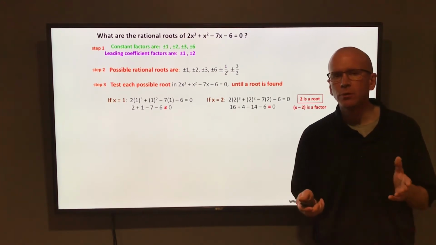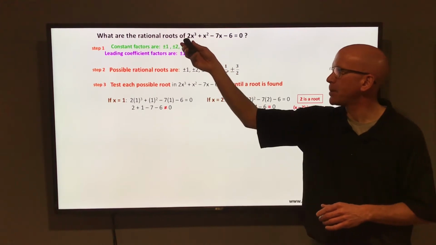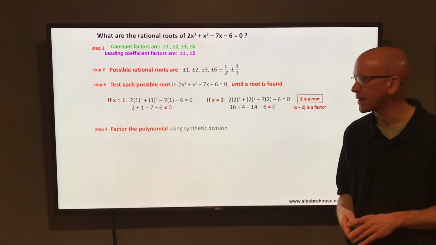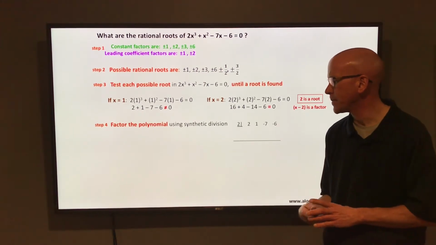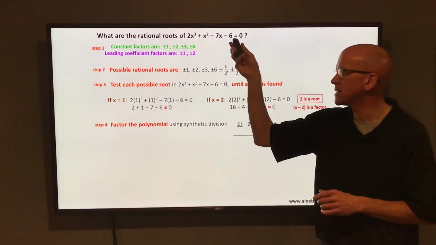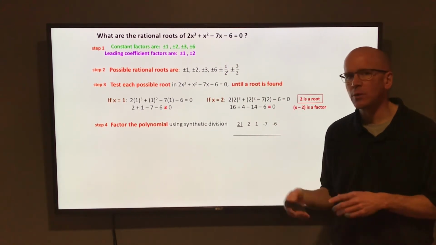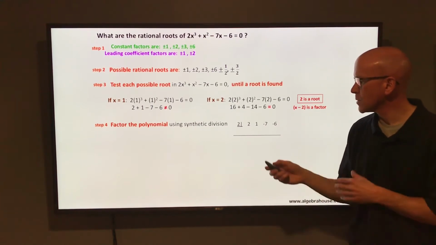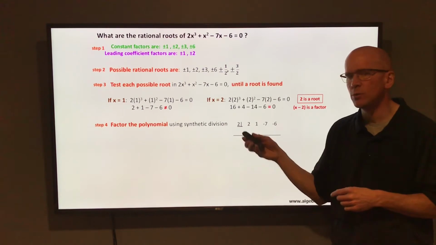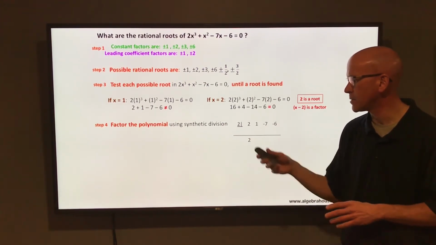Since 2 is a root, that means x minus 2 is a factor. So I'm going to take that polynomial and divide that by x minus 2 and get another factor. I'm going to use synthetic division. So synthetic division, dividing 2x to the third plus x squared minus 7x minus 6 by this x minus 2, by this factor, that's going to give me another factor. So with synthetic division, since x minus 2 is a factor, I'm putting a positive 2 in the box.